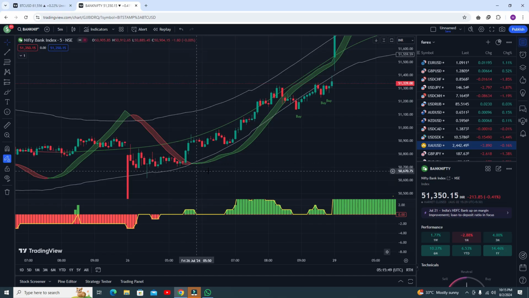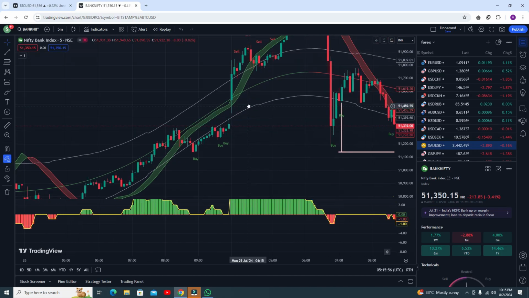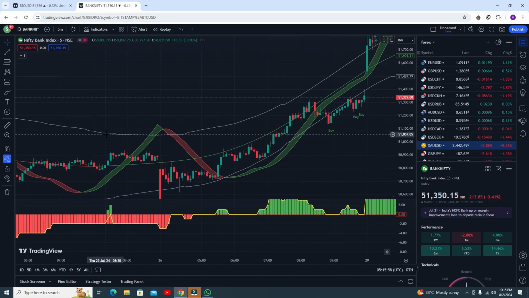Unfortunately you did not get the buy signal, but you can go for the buy position and you can see the market goes upside and you got some amazing profit. Okay, let's move further.